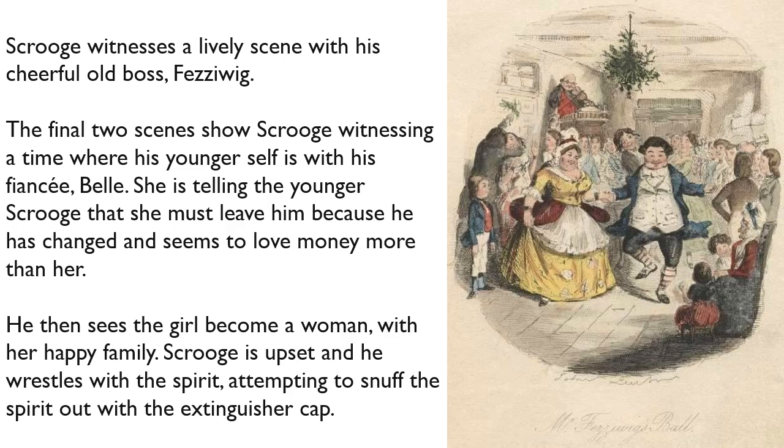He then sees the girl become a woman with a very happy family, and Scrooge is upset by seeing this. He wishes that he could have been a father and have been a husband and had a family. It makes him so upset that he wrestles with the spirit and he tries to put the cap over the spirit's light. He doesn't fully succeed because the light still shines out, suggesting that Scrooge is on his way to redemption. Stave 3, the second of the 3 spirits.